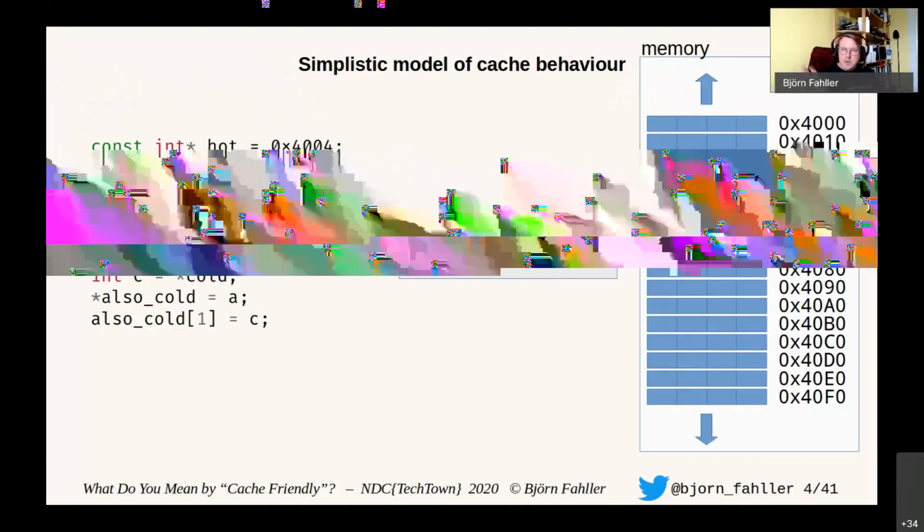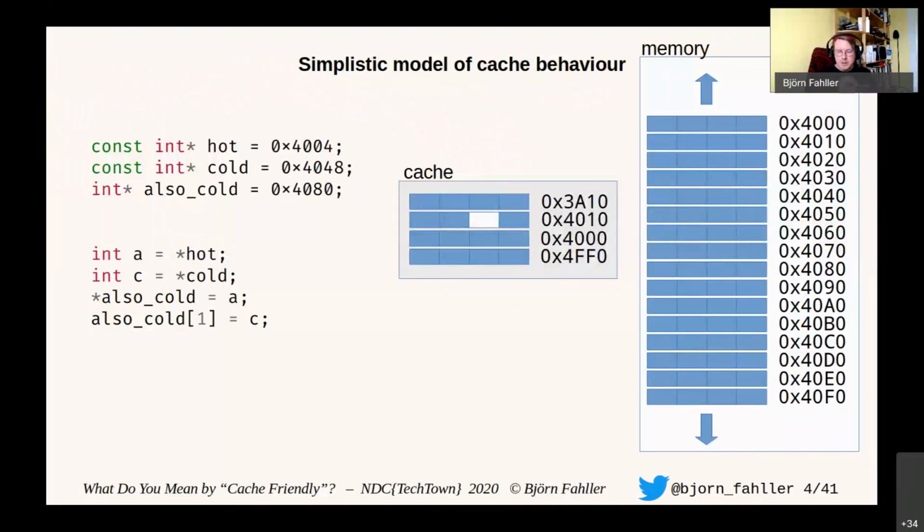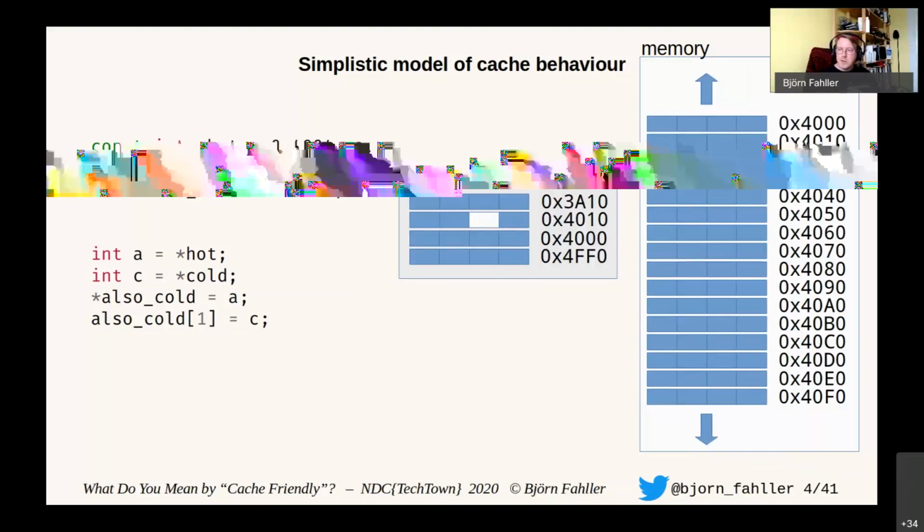To write reasonably performant software without knowing the exact details, I use this simplistic model view of how the cache works, how the memory works. This is a simplification, but I think it's a useful one. So we see the main memory, all your RAM.